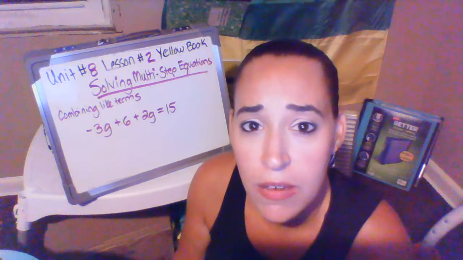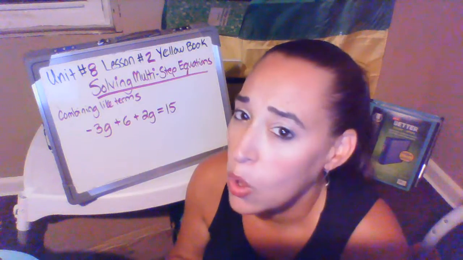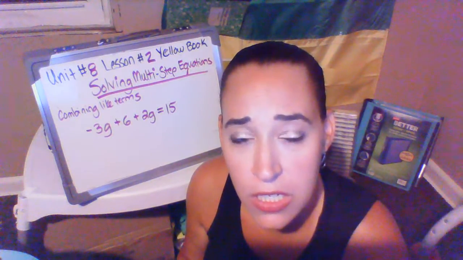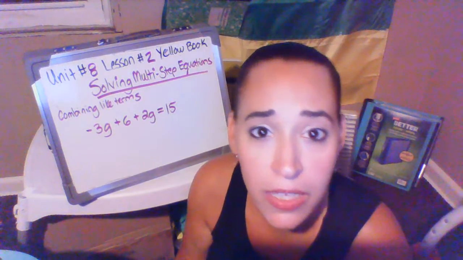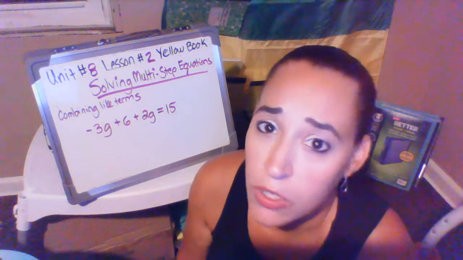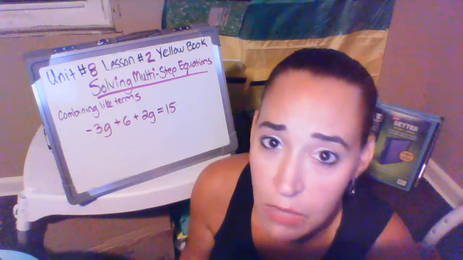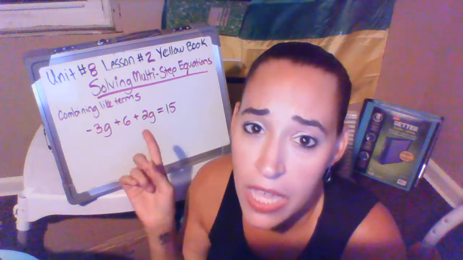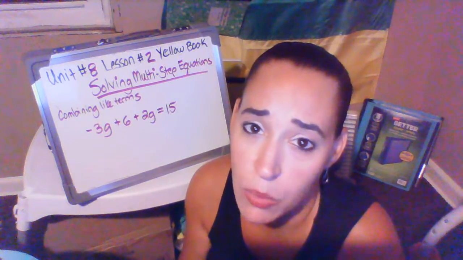You got to remember all the rules are in play when you're solving a multi-step equation. So we're talking about when you combine like terms, when you distribute, when you multiply two negatives and it becomes positive. Everything you've previously been taught applies when you're trying to solve a multi-step equation.